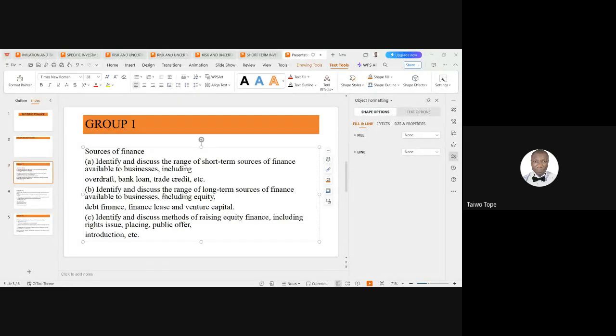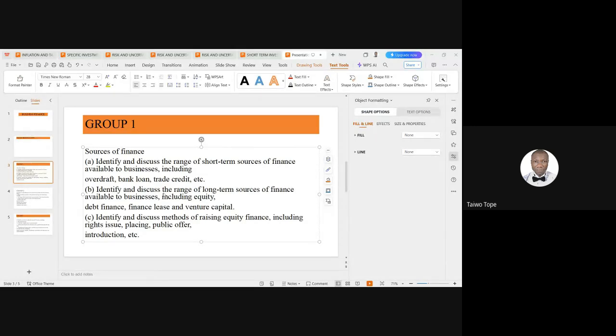Yes, they've talked about the sources of finance, that is looking at the short-term sources of finance that are available to businesses. And under that, we have quite a number of short-term sources of finance. These short-term sources of finance are most suitable for funding the day-to-day activities of the business, that is the working capital.